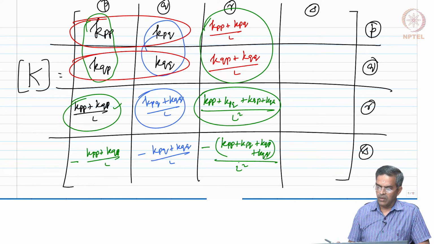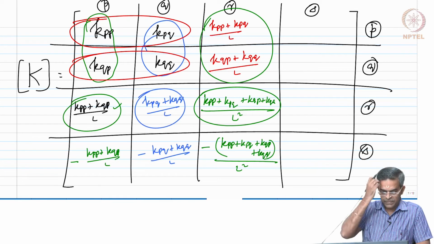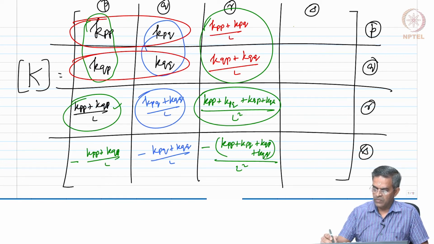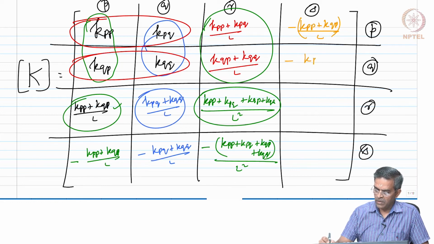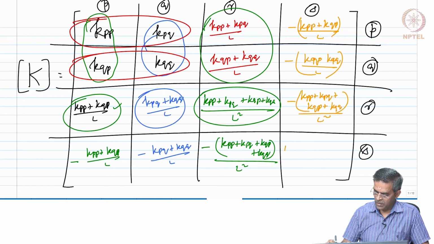Now, once you have written the third column, the fourth column is very easy. The fourth column is minus of third column. So, minus of KPP, KQP by L, minus of KQP, KQQ by L, minus of PP, PQ, QP, QQ by L square, then plus of KPP, PQ, QP, QQ by L square.